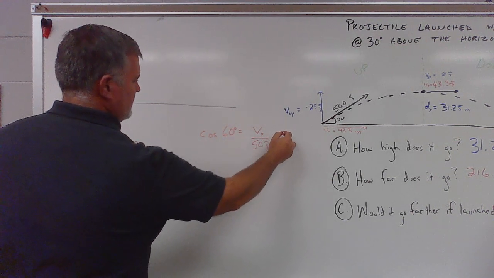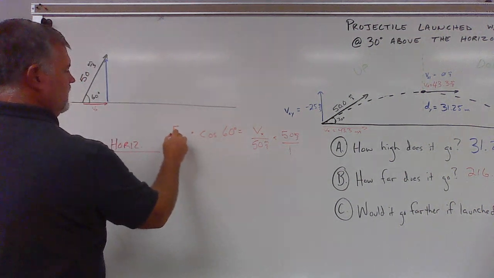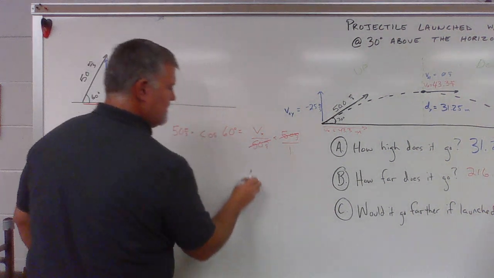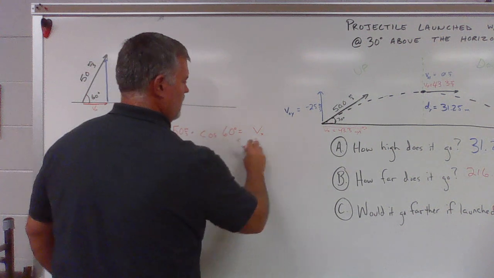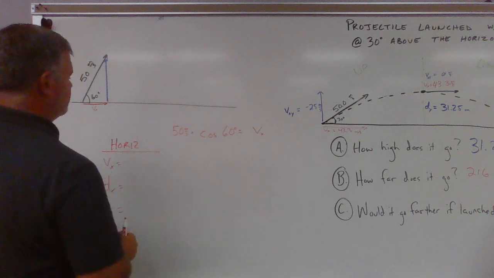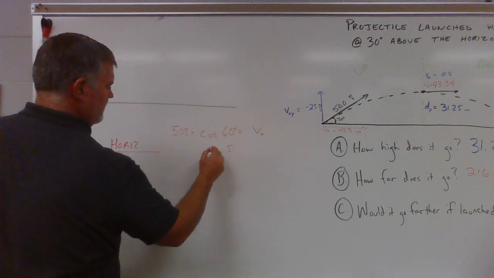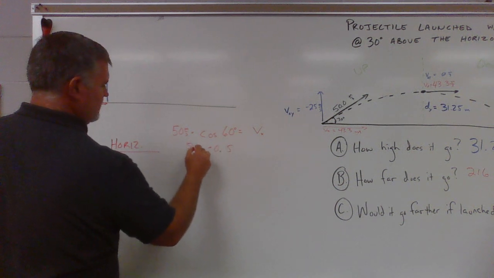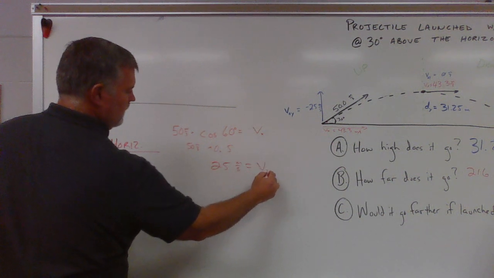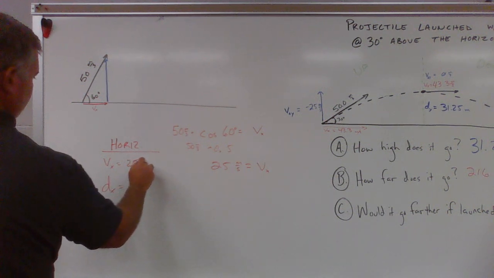Multiply both sides of this times 50. That cancels that. So 50 times the cosine of 60. It turns out the cosine of 60 is 0.5. So if you do 0.5 times 50 meters per second, you get 25. All right, so the horizontal speed of this projectile is 25 meters per second.